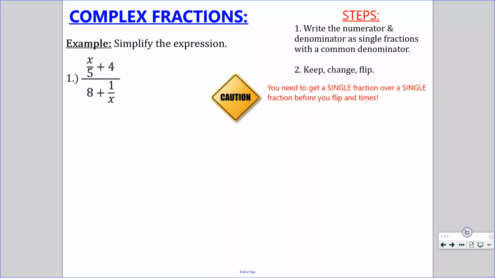Okay, lesson 8.2, take 2. We just have 3 problems to do today, and they are complex fractions. You guys remember what that means? Yeah. A fraction with another fraction. Okay, so here's kind of the steps you need to follow.